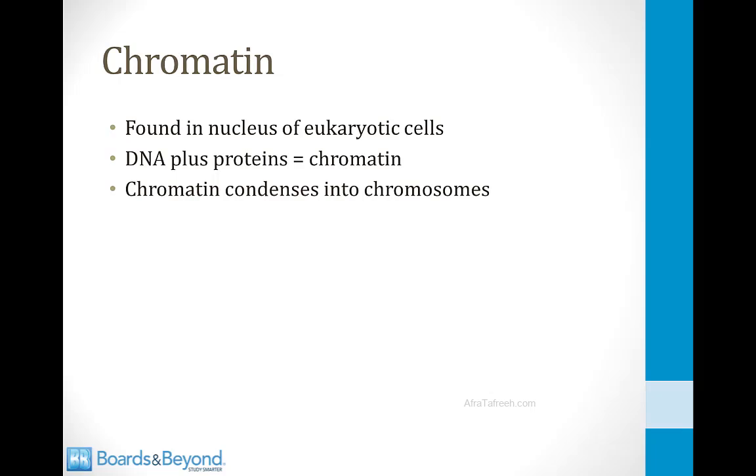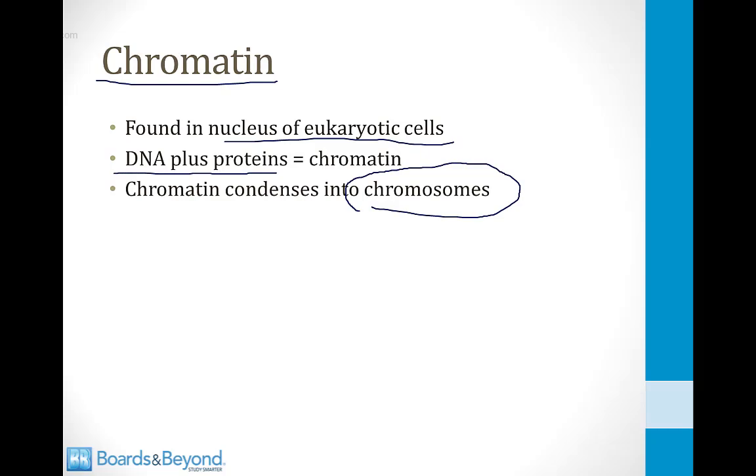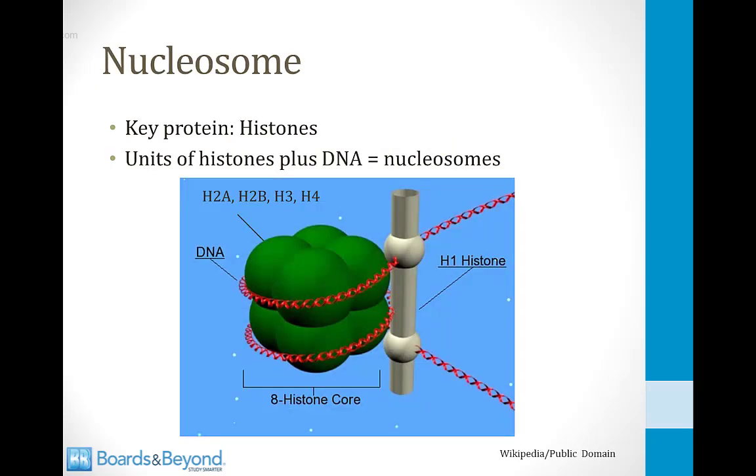So the first thing we need to talk about is chromatin. Chromatin is a structure found in the nucleus of eukaryotic cells, and chromatin consists of DNA plus proteins. And you may be familiar with structures called chromosomes, and chromosomes are units of condensed chromatin. One of the most important proteins found inside of chromatin are the histones, and inside of chromatin you can find repeating units of histones plus DNA, which are called nucleosomes. This is a picture of a nucleosome on the screen right here, and there are many of these found inside chromatin, and this is the way that the DNA condenses so that it can fit inside of the nucleus.